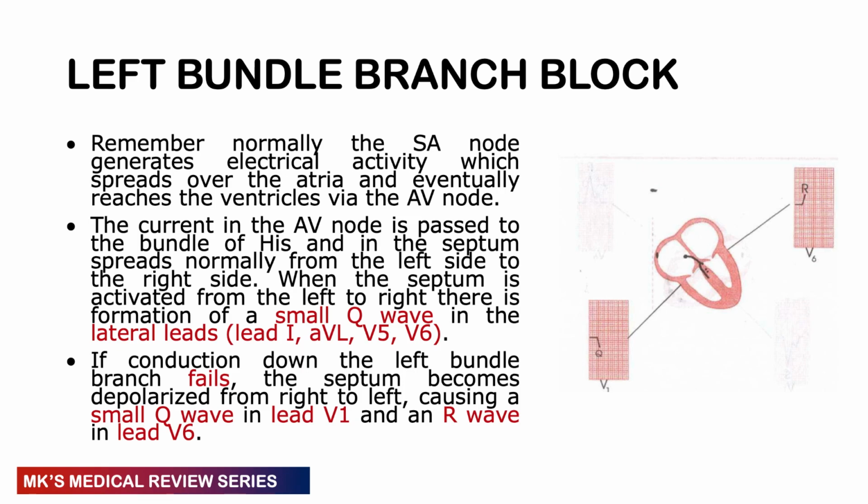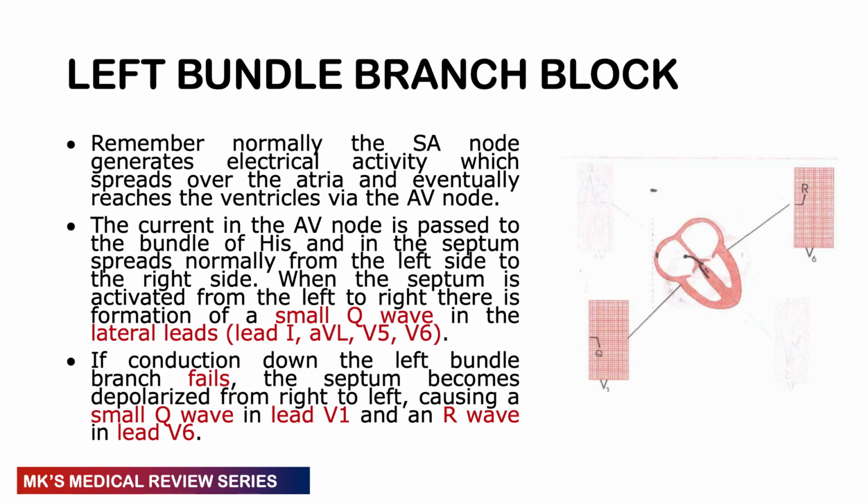Now, when this happens, you remember there are two important leads which are sort of like opposite each other. You have lead V1, which is looking at your septum, and V6, which is looking at your lateral aspect of the heart. Remember that this impulse is going to be flowing towards V1 under normal circumstances. So from the left side going to the right side. So under normal circumstances, you expect to see a Q wave, a small Q wave in your lateral leads.